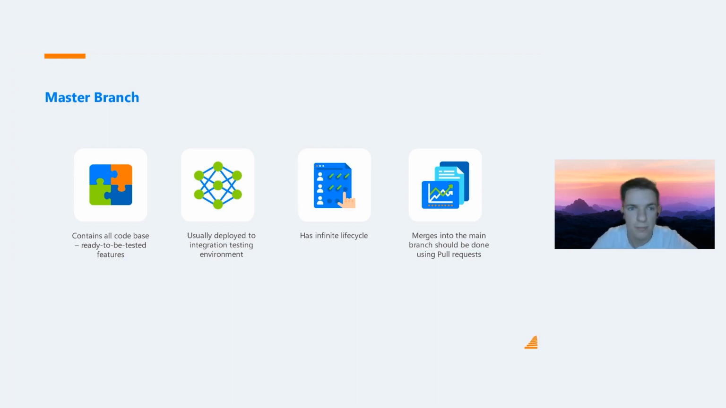Okay, so first of all, the master branch. The master branch contains all the code base of features ready to be tested, right? So generally, developers should not merge anything that's not complete into master, but master is ready-to-be-tested, compilable code, though usually not code that is completely tested yet. So the master branch is usually deployed to some integration testing environment where just some unit tests are done. Usually the master branch has an infinite lifecycle. It lives forever, as long as the project lasts, because it has all of the code and it's constantly growing.